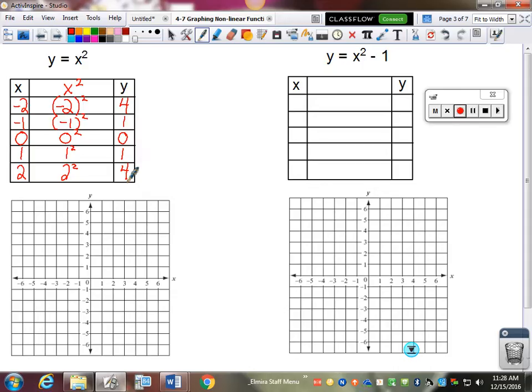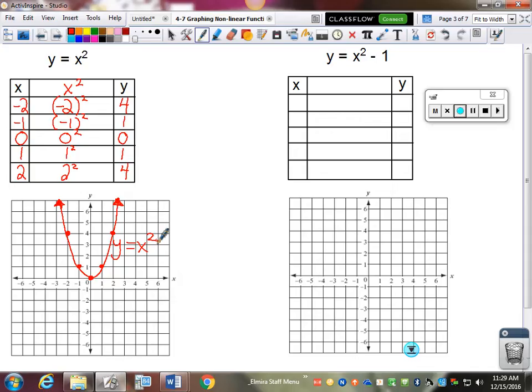And you can just type those into your calculator. And then you're going to graph it. Negative 2 and 4, negative 1 and 1, 0, 0, 1, 1, 2, 4. Now what you'll notice is we get kind of that same curve shape. Just like that. And we're going to label it y equals x squared.